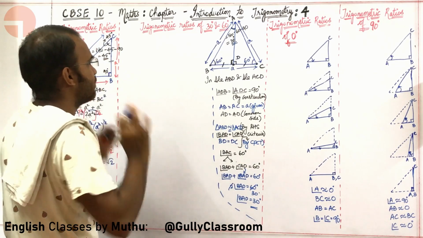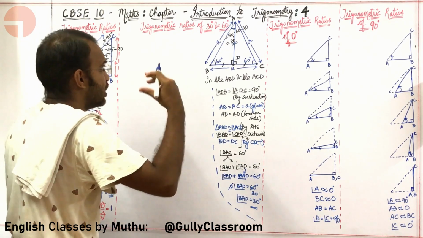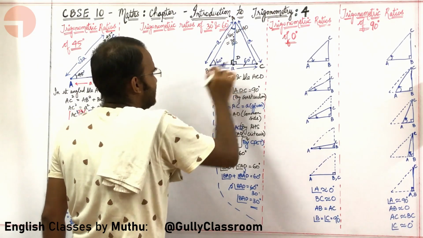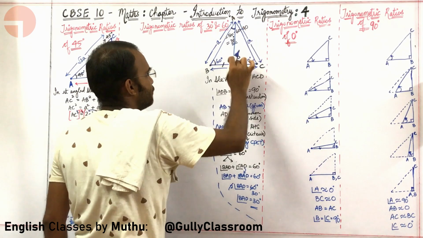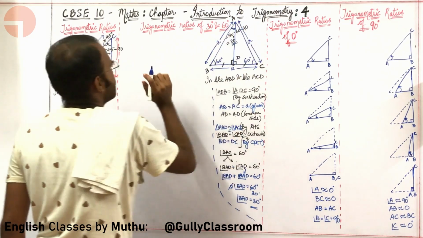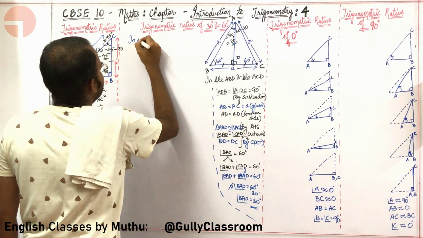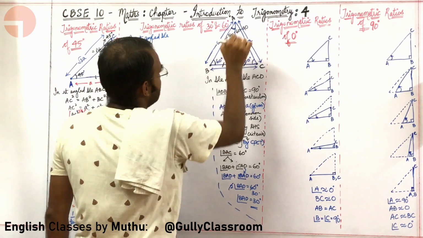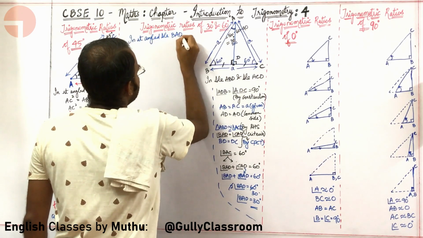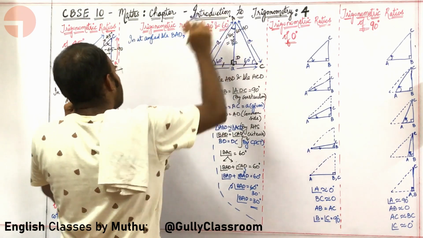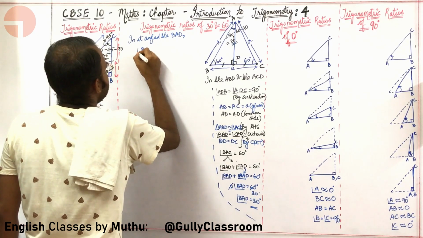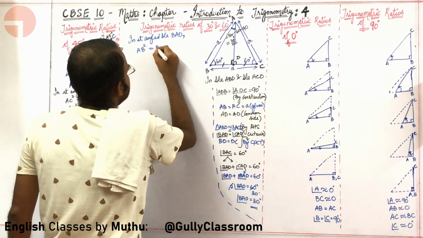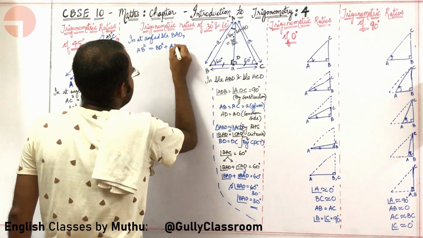Okay, sir. I am comfortable with this particular idea. Now, because I want to work with the triangle ABD, I want to find the length of AD. Okay, in right angled triangle BAD, what are we going to do? The hypotenuse square, which is AB square, is nothing but the sum of the squares of the other two sides, which is BD square plus AD square.